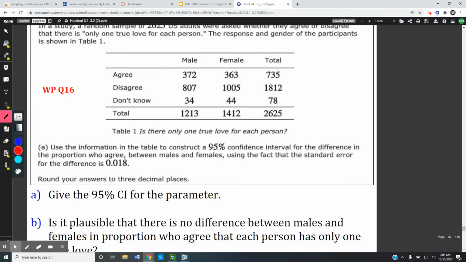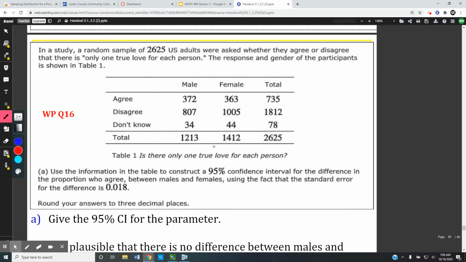All right, so let's see if we can get this one done, and then I think that should be a good place for us to stop. So it says here that a response of 2,625 U.S. adults were asked whether they agree or disagree: there's only one true love. And the response by gender of participants is shown in Table 1. Use the information in the table to construct a 95% confidence interval for the difference in the proportions who agree. Okay, so hold on, I've got to underline that.